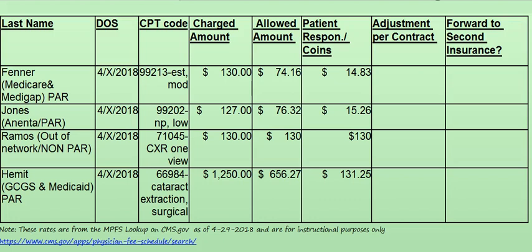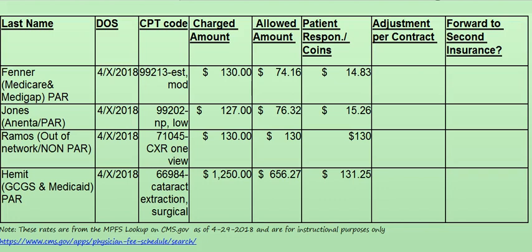Welcome to the section on calculating contract adjustments. What we will be working with are Medicare and Medigap participating, a made-up company called Aetna, an out-of-network or non-par, and then a made-up Green Cross, Green Shield, and Medicaid, where we are participating with both of those as well.